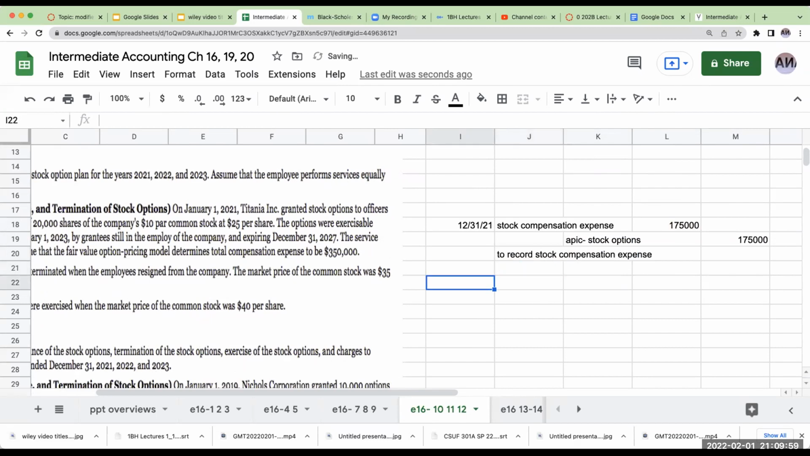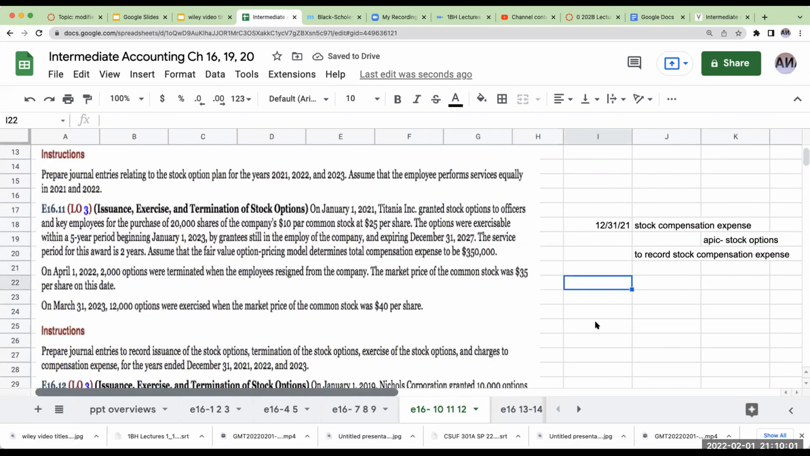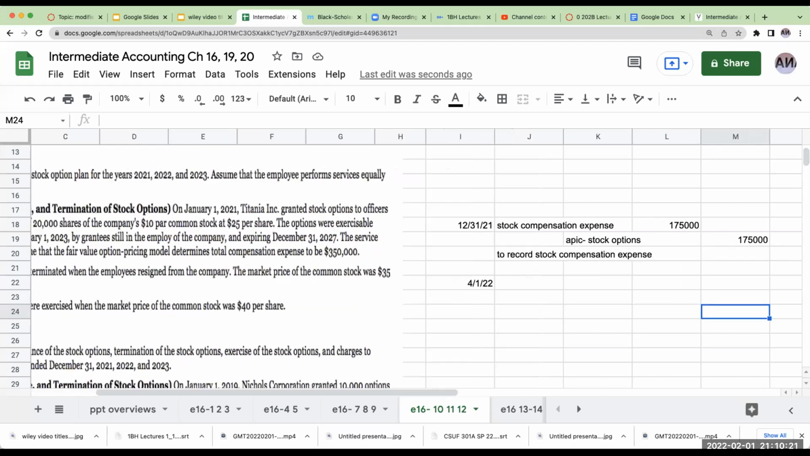Now, on April 1st, 2,000 options were terminated when employees resigned from the company. What the solution key shows, and I've come to somewhat agree with this, is that we're going to reverse a portion of what we've already recognized as stock compensation expense. Since there's a forfeiture, meaning that they're going to give up any right to the stock option, we're going to want to go ahead and reverse out part of this entry.